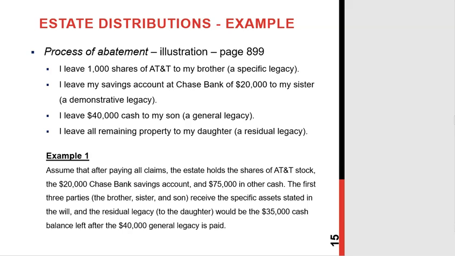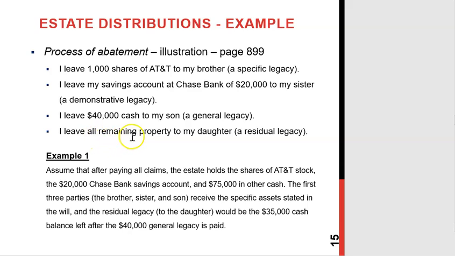So let's take this example. A will states that the person mentioned: I leave 1,000 shares of AT&T to my brother. Since this is specific, we'll call it a specific legacy. And then he also mentioned he left his savings account at Chase Bank, 20,000, to my sister. So this is a cash gift and the source is identified. It's a demonstrative legacy. And then 40,000 cash to my son. It's also a cash gift, but the source is not identified. So we will call it a general legacy.